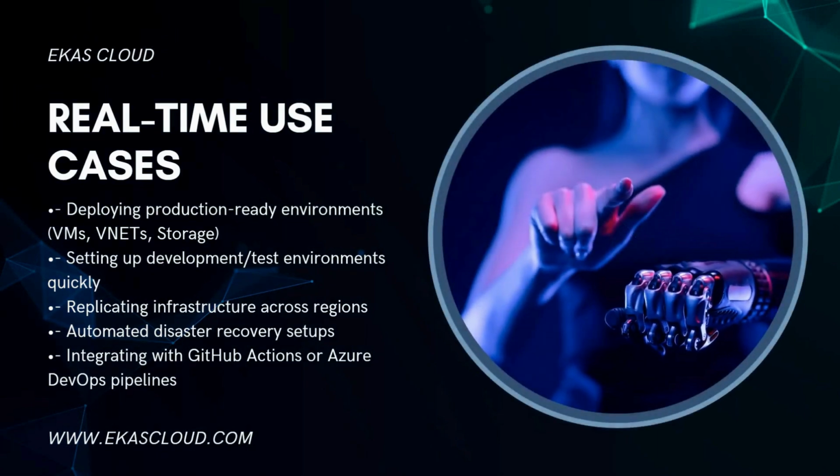So where do we actually use these templates? To deploy production-ready environments like virtual machines, networks, and storage quickly and reliably. In development and testing, we can spin up and tear down environments on demand. They are great for replicating infrastructure across regions, such as for global companies. We can also set up disaster recovery environments automatically. And finally, ARM templates work well with automation pipelines, making them a key part of DevOps workflows.